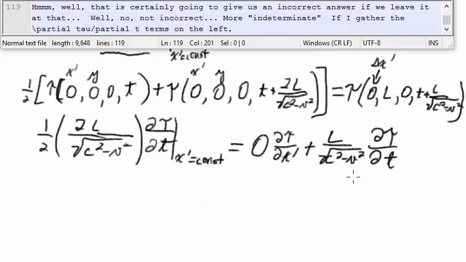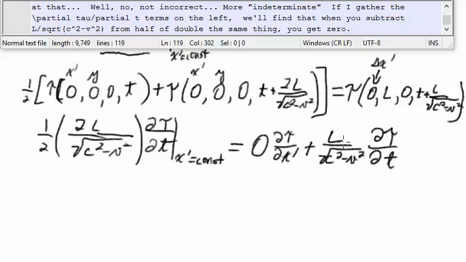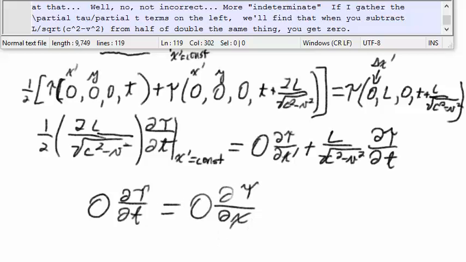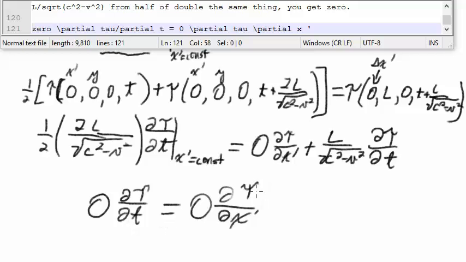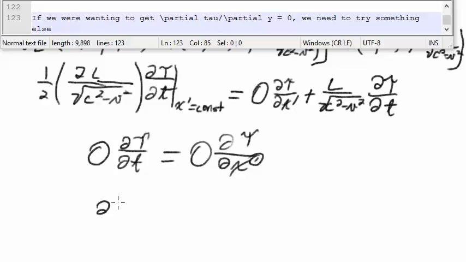If I gather the partial tau partial t terms on the left, we'll find that when you subtract L over square root of c squared minus v squared from half of double the same thing, you get 0 partial tau partial t equals 0 partial tau partial x prime. Okay, so if we were wanting to get partial tau partial y equals 0, we need to try something else.